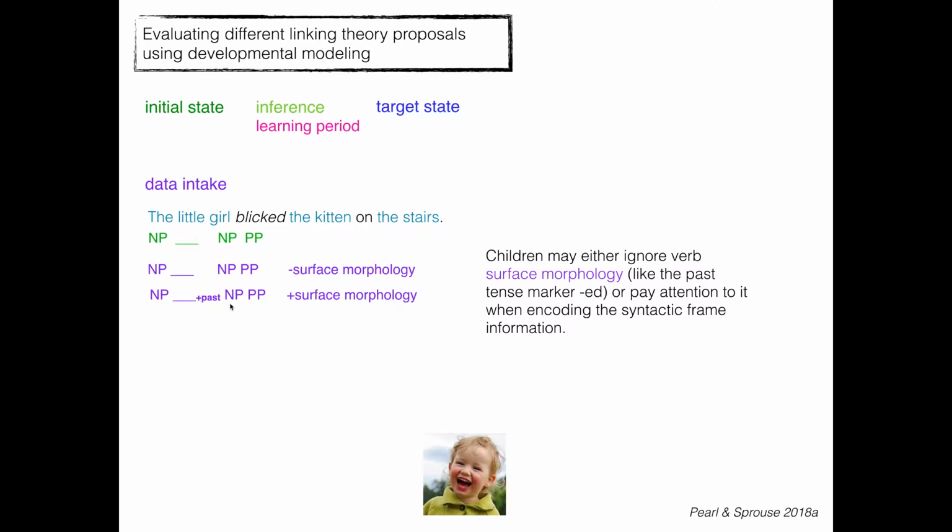So if you heed surface morphology, you're creating more frames, so you're maybe having sparser examples of any individual frame. If you lump them all together, you're having more examples of any particular frame because you've abstracted away from the surface morphology, but maybe you're losing some valuable information there about how verbs are behaving that could help you make these verb classes. So this is an option that's going to be encoded really on the data intake. Are they paying attention to surface morphology and encoding the fact that it's blicked or not, or really just encoding the verb argument structure?